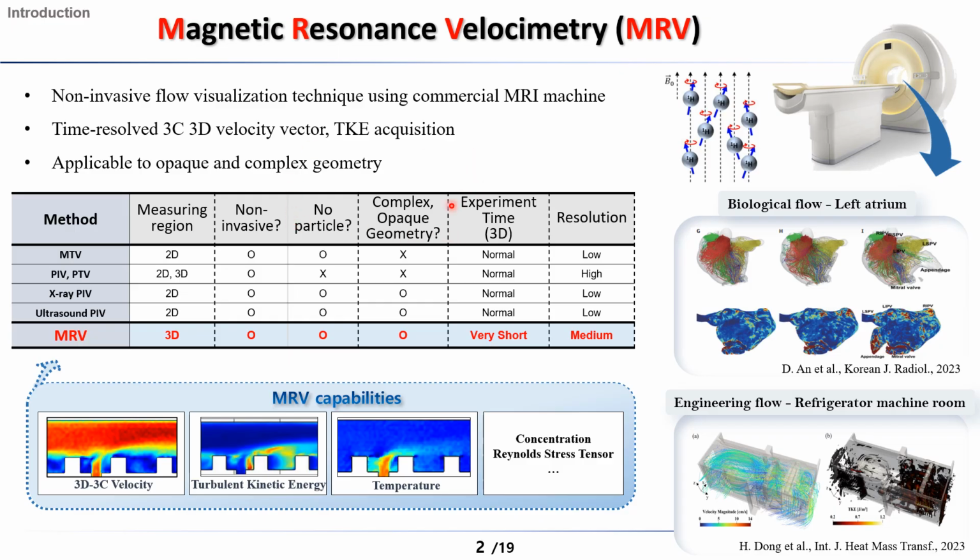And MRV can measure a wide range of characteristics, including velocity, TKE, temperature, concentration, and Reynolds stress tensor. It was primarily used in the medical field, particularly in applications like the flow inside the heart and arteries. Currently, it is also widely used in various engineering flow fields, such as the flow inside the refrigerator machine room.